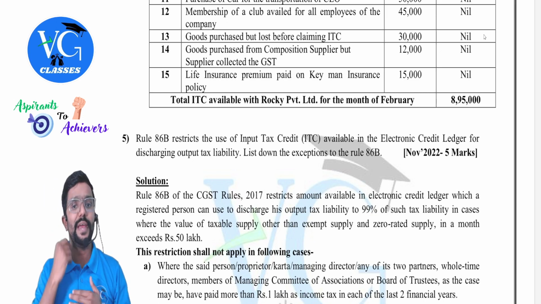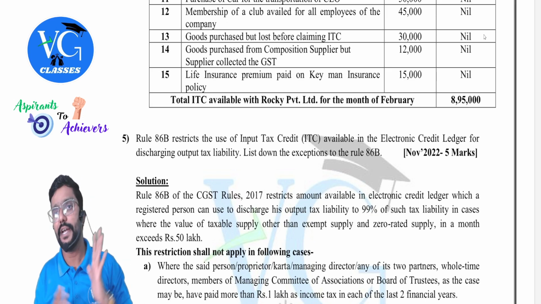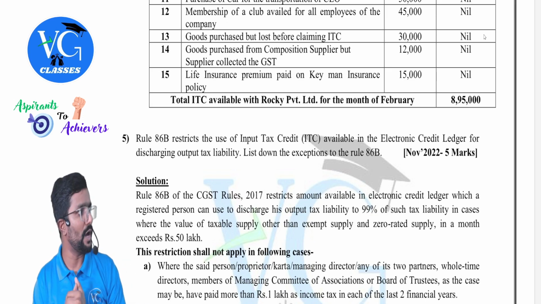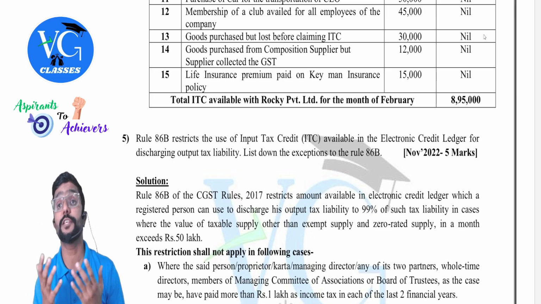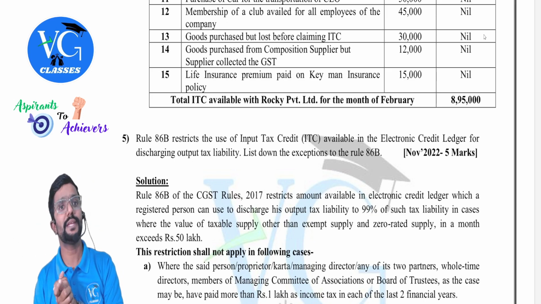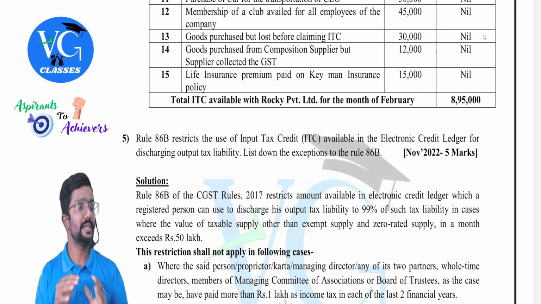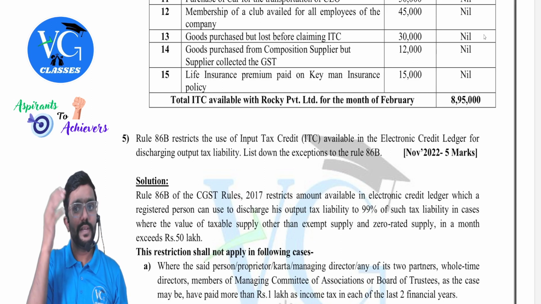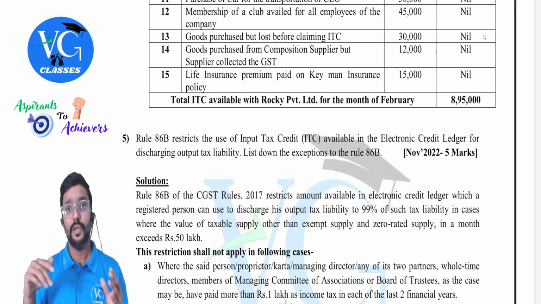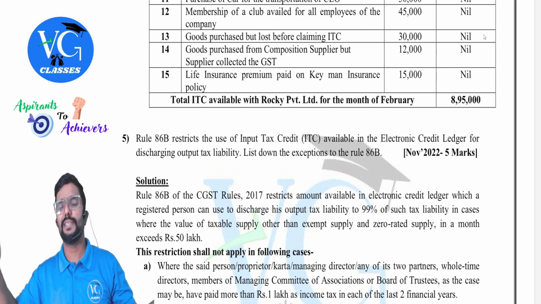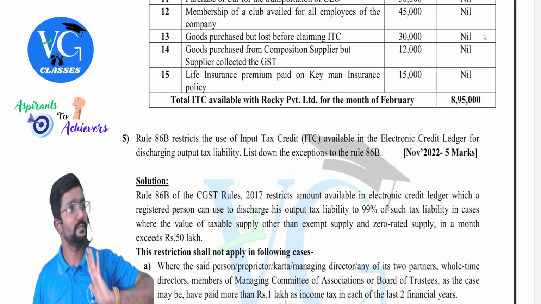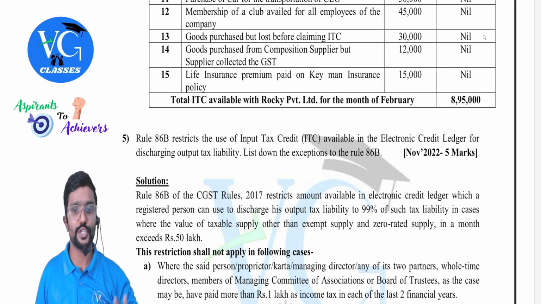Life insurance premium paid on Keyman insurance policy, credit not available. 17.5 blocked. Sir, what if it is an obligation? Then credit is available. Obligation for whom? Employer. Then credit will be available. Yes. Guys, see, I have just given here available or not available and all. In the exam, will they give so many items? No. They may give 5, 6 like that, but you have to give a note, like how we have solved other questions.